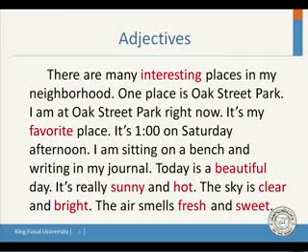The sky is clear and bright. The sky is, verb is, adjective clear and bright, another adjective, clear and bright. The air smells fresh and sweet. The air smells. Smells is a verb. After smells, we use an adjective. The air smells fresh. And what? And sweet. 2 adjectives after the verb smell.